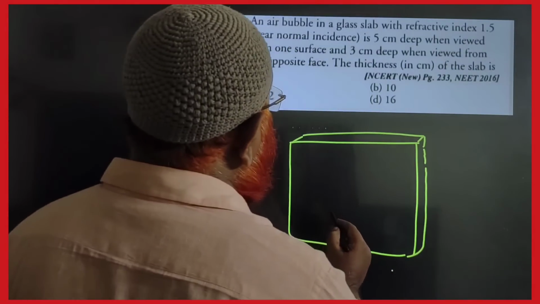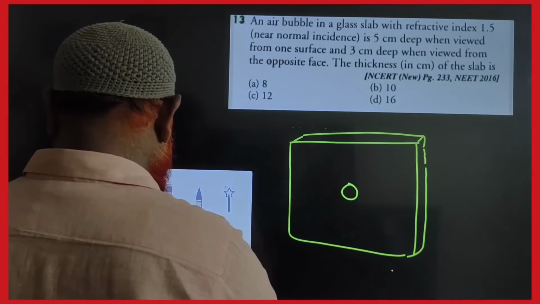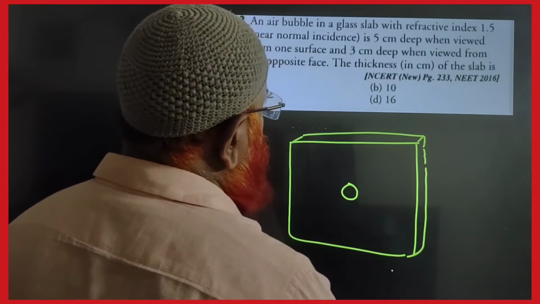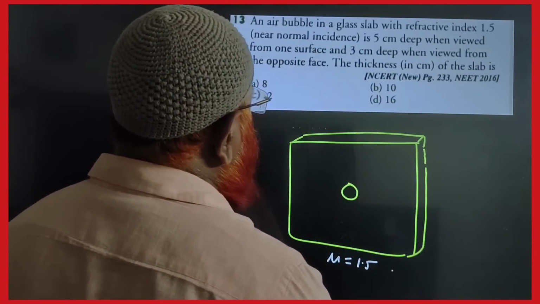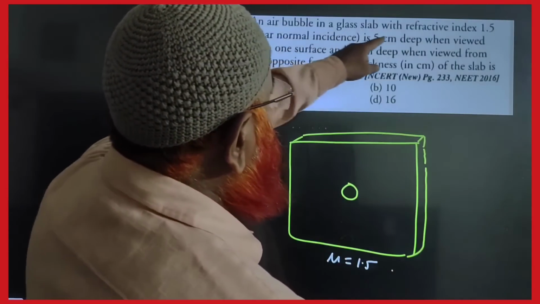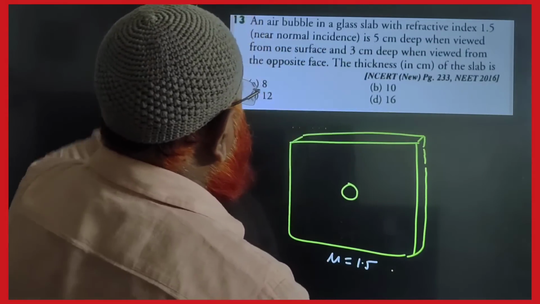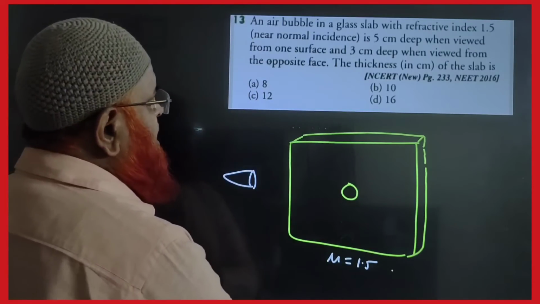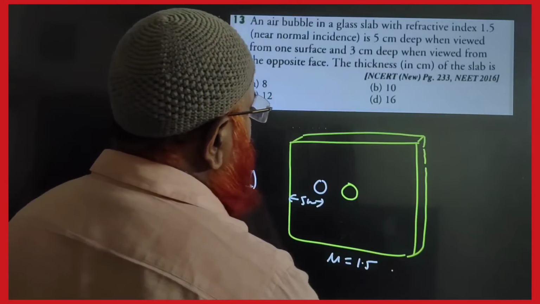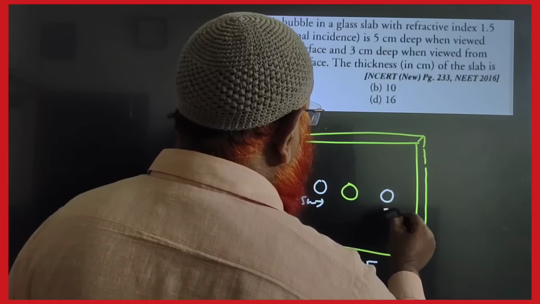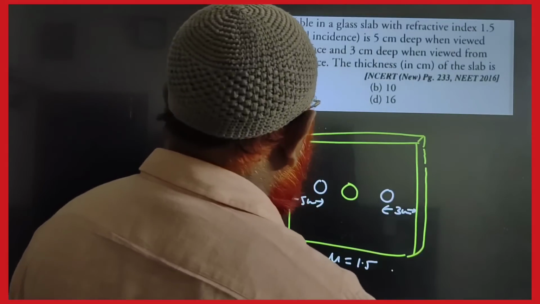An air bubble is in a glass slab. Let us imagine there is an air bubble here. The glass slab has a refractive index of 1.5. Near normal incidence, the bubble is 5 centimeters deep when viewed from one side. From here you are seeing it. And if you see from the other surface, it is 3 centimeters deep. From the opposite face.